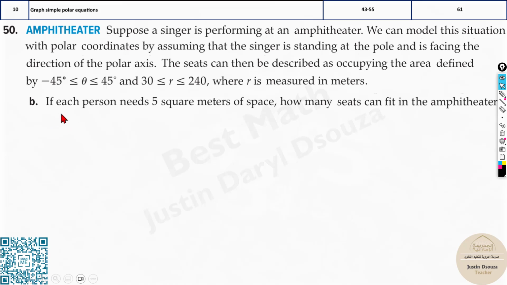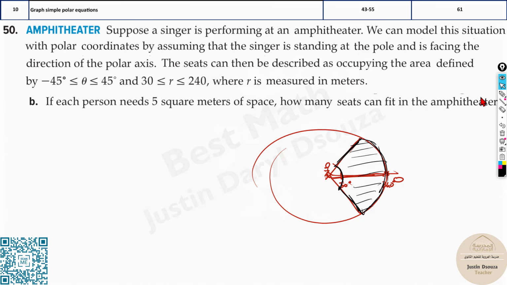There's another question. If each person needs 5 square meters of space, how many seats can fit in the amphitheater? So let me get this back. Now here we need the area, but the problem is we are not starting from 0. The area formula I told you, half theta r square. But here the issue is the radius is not a single one from 0, right? There are 2 radii. So imagine you start from 0. Then we get this entire sector, okay?